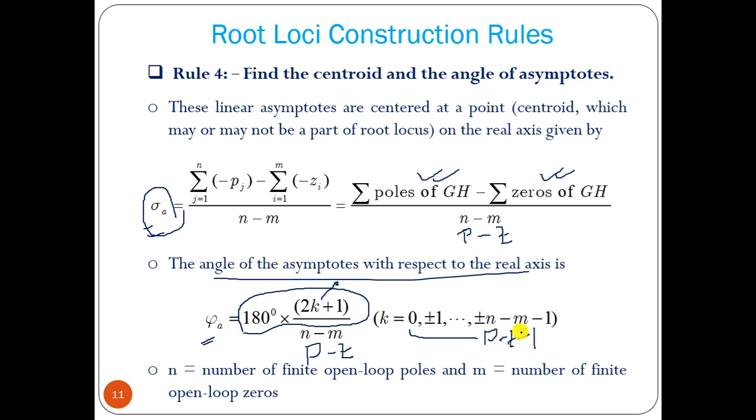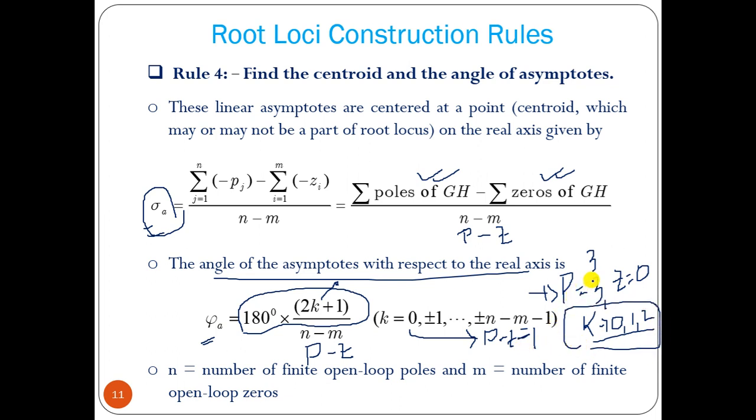Okay, that means if we have, say, p equal to 3 and z equal to 0, then p minus z is 3. So the k value we have to take from 0 to p minus z minus 1, that is 3 minus 1 equals 2, so 0, 1, 2. If this is the condition, the number of poles is 3, z equal to 0, so zeros are 0, finite zero is 0. Then how many asymptotes do we have? p minus z, 3 asymptotes, so we will get 3 angles.